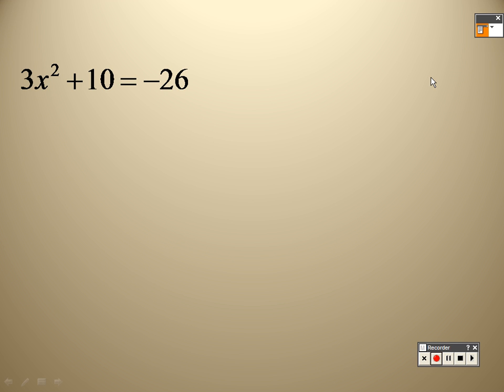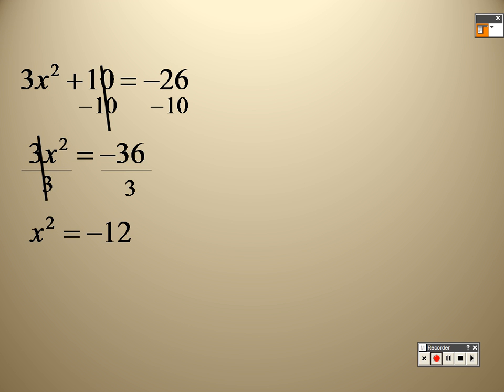And to solve a problem like this, since it's quadratic, let's put it all on one side. So I'm going to subtract 10. And there we go. And I can divide by 3, which gives me x squared equals negative 12. And the reason why I move this over is because there were no x's there. And I square root it, but I square root a negative, so what happens?